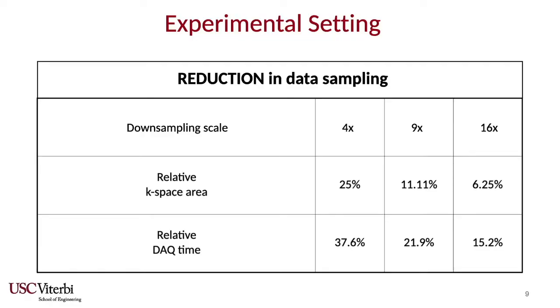It's important to note that in the abstract submission, the scales were noted as 2x, 3x, and 4x, but this nomenclature has changed to 4x, 9x, and 16x to keep the downsampling scale to match the relative k-space area. Since we are using spiral imaging, using only a 4x downsampling means that we only need 37.6% of the relative data acquisition time, which shows that we could massively improve the temporal resolution for future data using this approach.